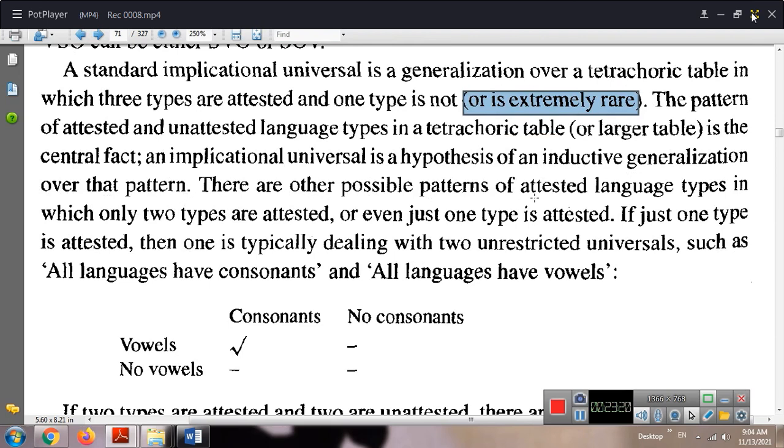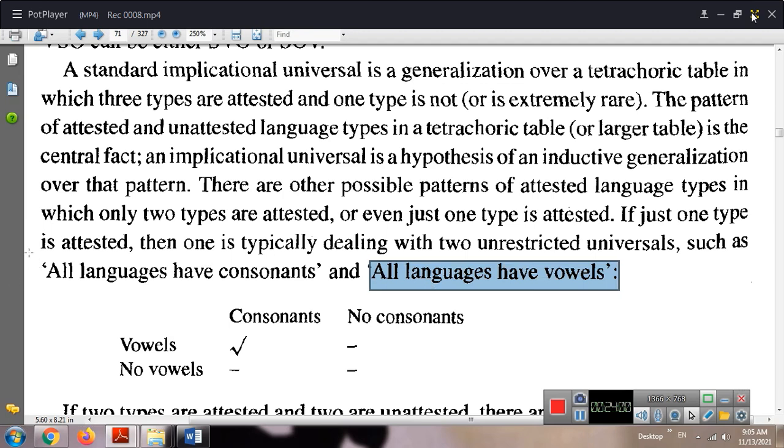There are other possible patterns of attested language types in which only 2 types are attested, or even just 1 type is attested. If just 1 type is attested, then one is typically dealing with 2 unrestricted universals, such as all languages have consonants, all languages have vowels. Dear student, here we have 2 kinds of unrestricted universal. As I told you, unrestricted universals are those universals which exist in all of the languages.